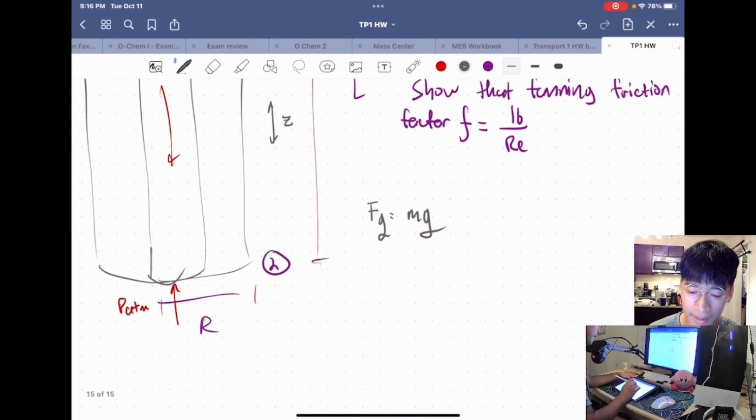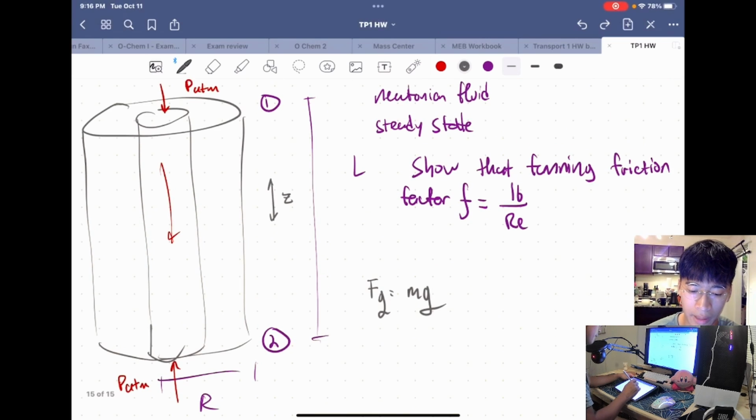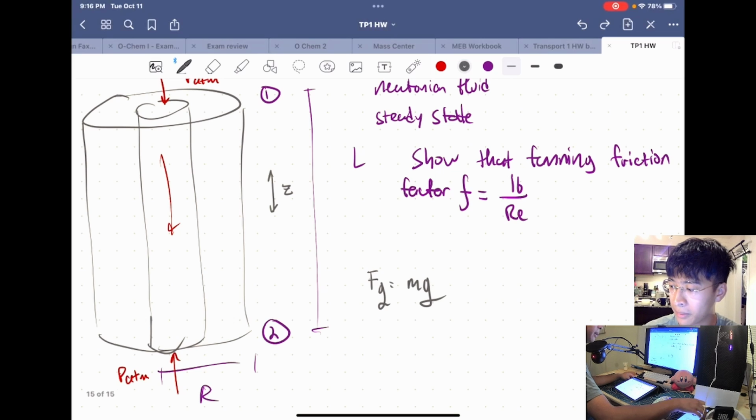But this force, we can express this mass in terms of density multiplied by the volume of our, excuse me, a phone call.